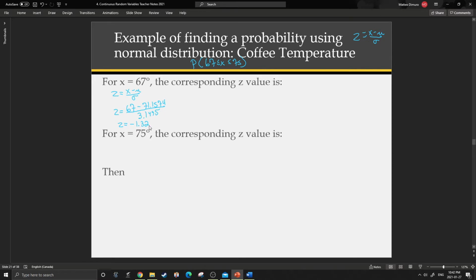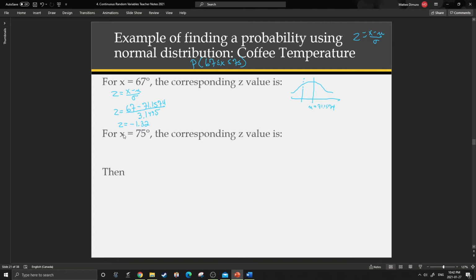There's no point doing more than 2 decimals for a z-score because our table only goes to 2 decimals, by the way. All right. So what have we found here? Normal distribution. Here's the mean, which in this case is 71.1574, and we just found a z-score of negative 1.32. So it just means that this temperature of 67 is 1.32 standard deviations below the mean. Okay, so it's like somewhere over here.